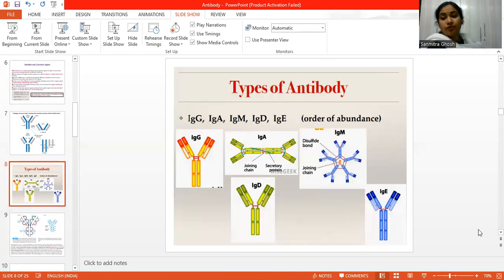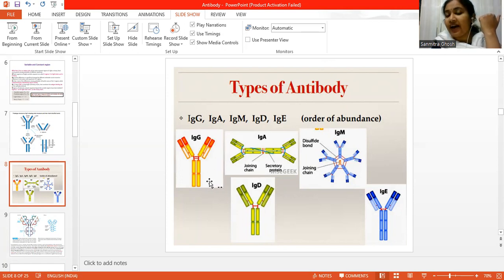Now, there are different types of immunoglobulins, or antibodies. Based on their abundance in our circulation or in our body, they are named immunoglobulin G, immunoglobulin A, immunoglobulin M, immunoglobulin D, and immunoglobulin E. If we look at this pictorial representation of IgG, IgA, IgD, IgM, and IgE, we can find that they have a uniqueness in their structure, right?